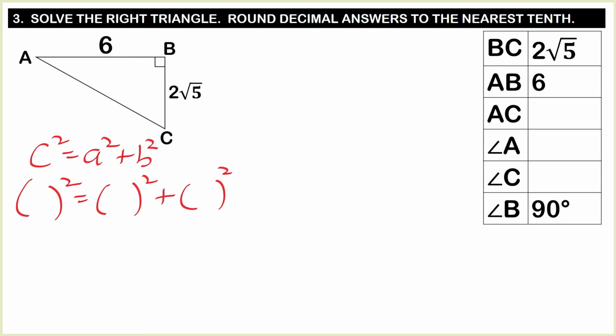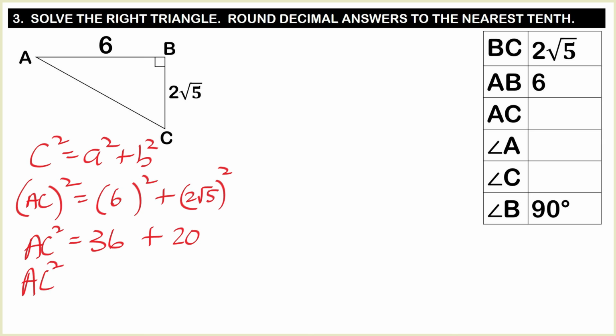And my hypotenuse is unknown, so I'm going to put AC there. And my two legs are 6 and 2 root 5. So now I'm going to have AC squared equals 36 plus 2 squared is 4, and square root of 5 squared is 5. So this is 4 times 5, which is 20. So I have AC squared equals 56. Now I take the square root of both sides, and AC equals the square root of 56.